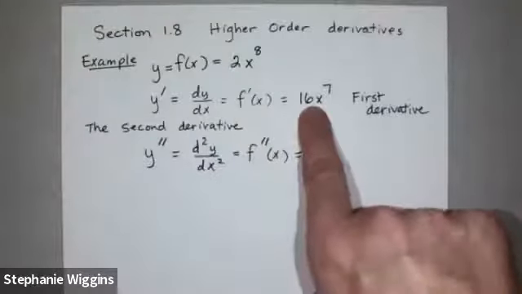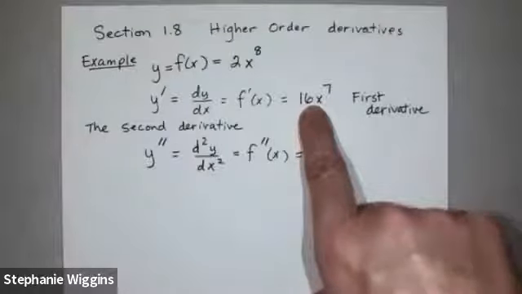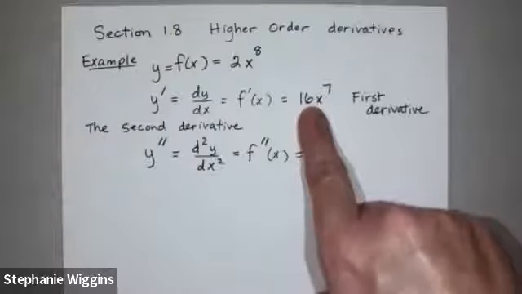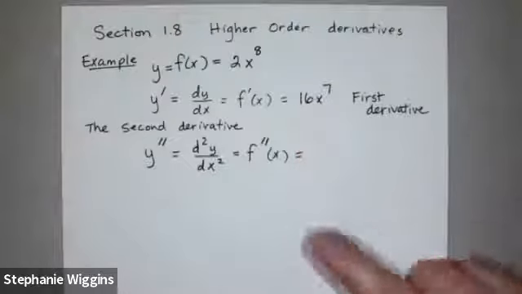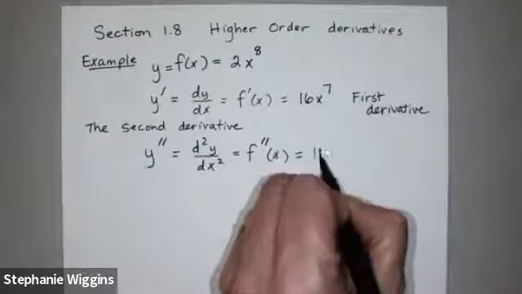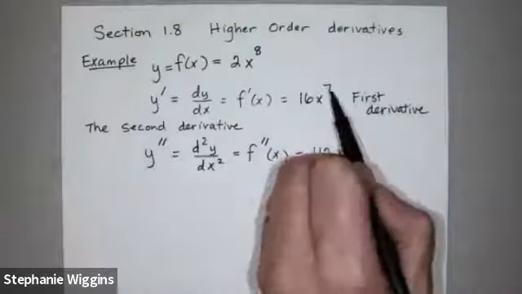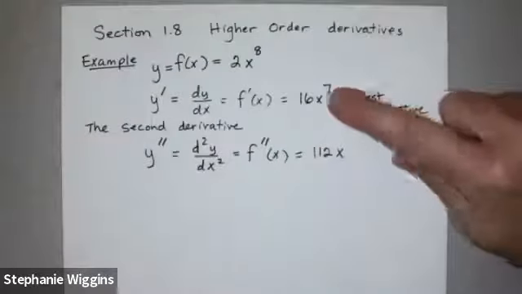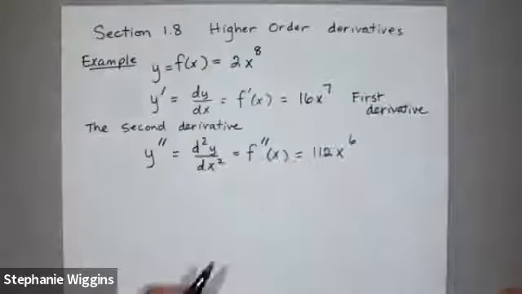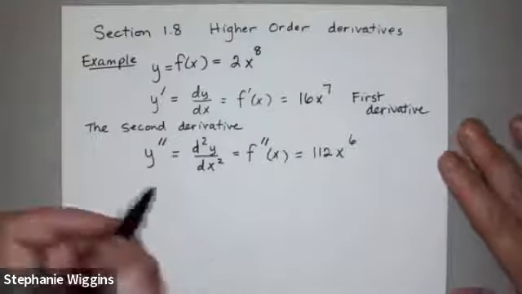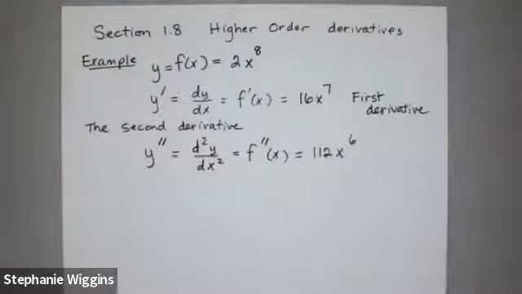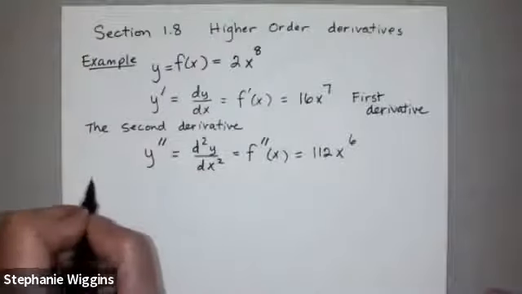So here's the first derivative. To get the second derivative, I take the derivative of this. 7 times 16 is 112, and then I subtract 1 from the 7, and I get x to the 6th. So 112 x to the 6th. This is the second derivative. And you can keep going on like this. Okay, you can have a third derivative. That just means the third derivative is just the derivative of the second.